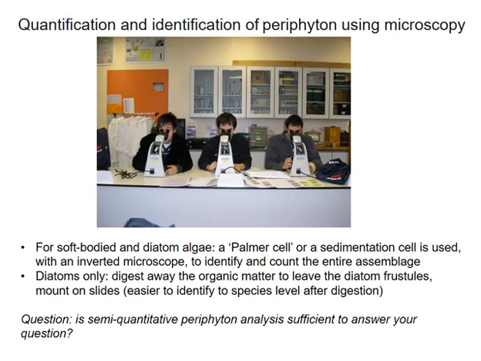So how quantitative do you need your periphyton analysis to be? What would be the advantage of being able to quantify the amount of algae in the river? I mean, what will it tell you?